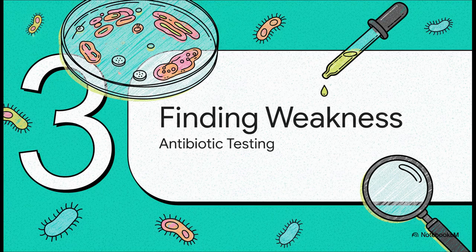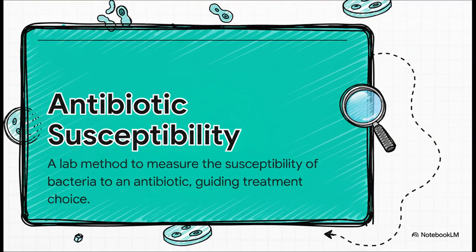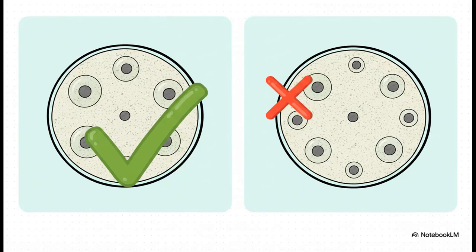Okay, so we've got our suspect, we've grown it, we've identified it. Case closed, right? Not even close. Now comes the single most important part of the whole investigation, the interrogation. We have to find this culprit's weakness. And this interrogation is done with a test called antibiotic susceptibility testing, or AST for short. What the lab does is they take the bacteria they've just grown and expose it to a whole panel of different antibiotics. This is how they figure out, with certainty, which drug is actually going to be effective inside the patient's body. And the results of this test come back with one of two labels.